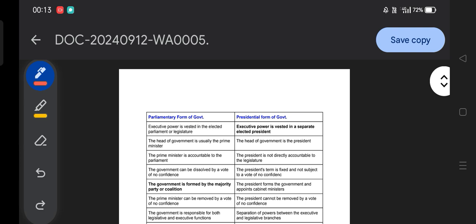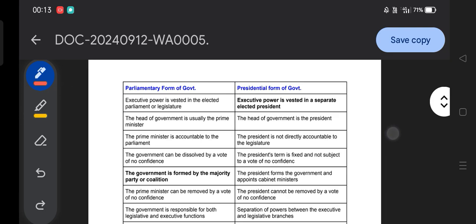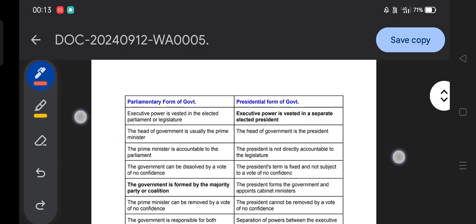Today we will discuss the difference between the parliamentary form of government and the presidential form of government. So without delay, let's start our discussion.